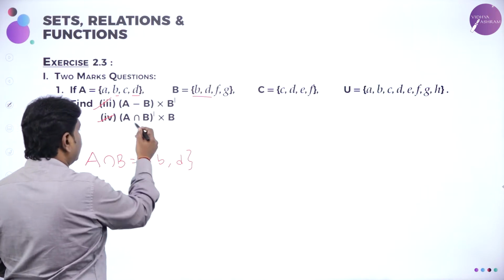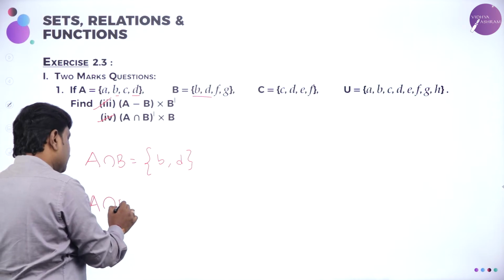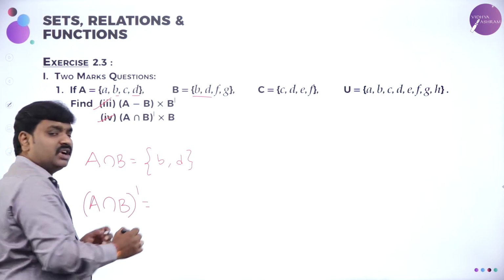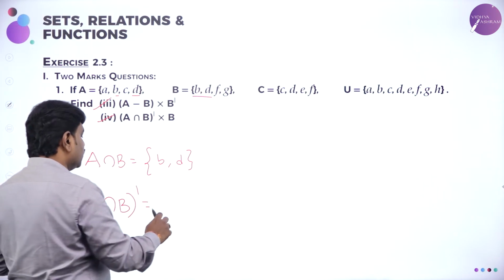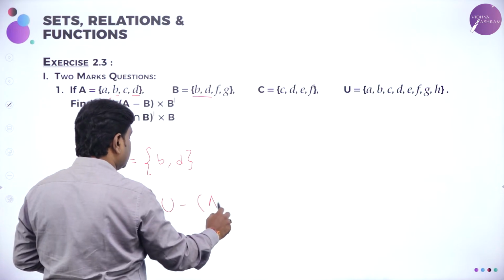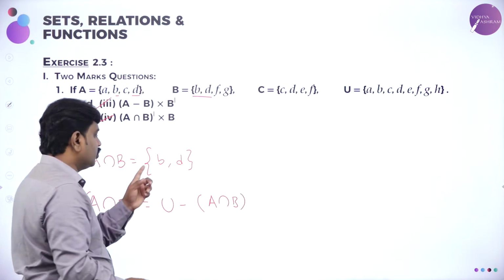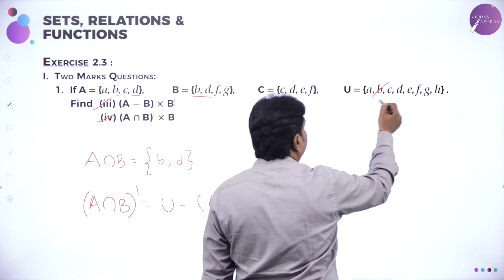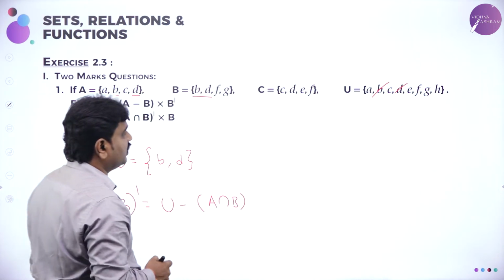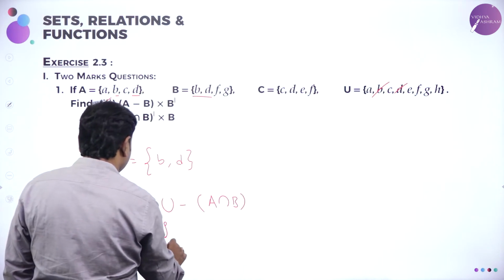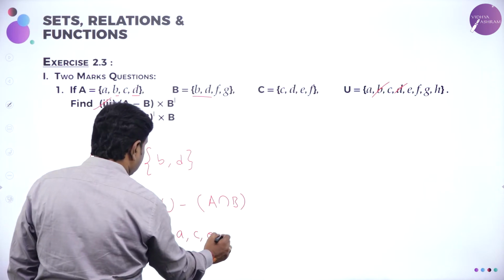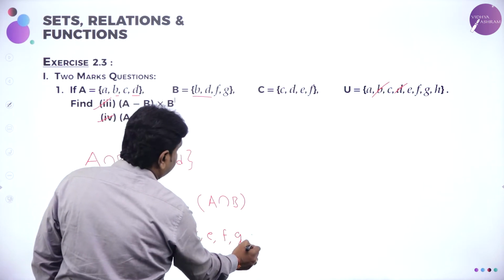So they further want A intersection B dash. What is meant by A intersection B dash? Complement of A intersection B. What is complement? So I can write U minus A intersection B. In the universal set, remove B, D. If I remove B and D, what is left out? A, C, E, F, G, H.